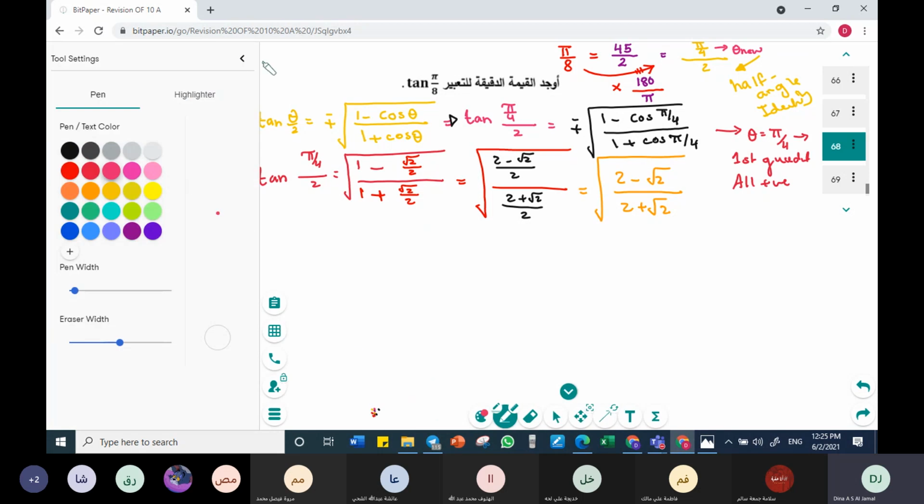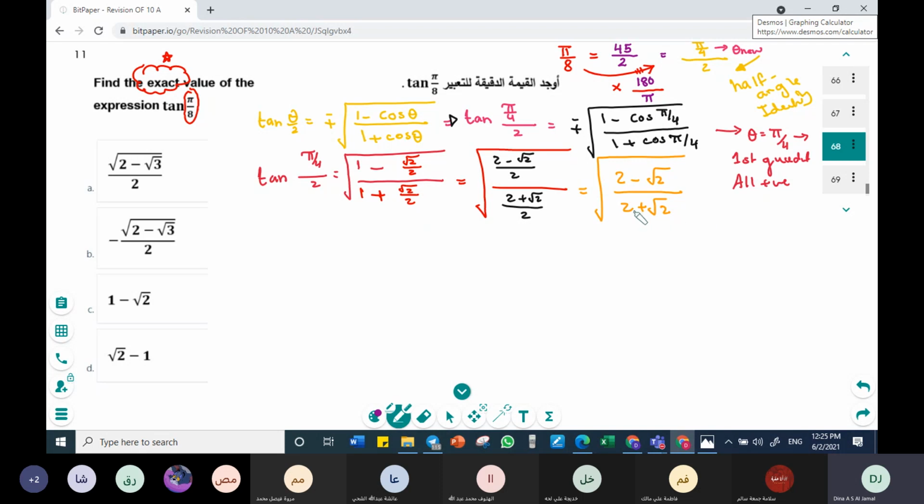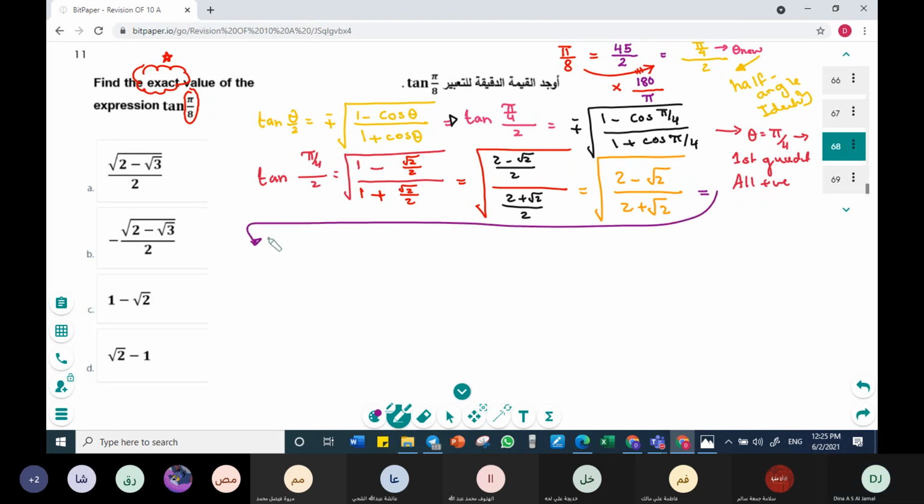And if you remember, we talked previously in grade 9 that I don't like to have a radical in my denominator. So let's write again here the continuation of my answer. So tan pi over 4 all over 2, which is equivalent to tan pi over 8, will be 2 minus square root of 2 over 2 plus square root of 2.